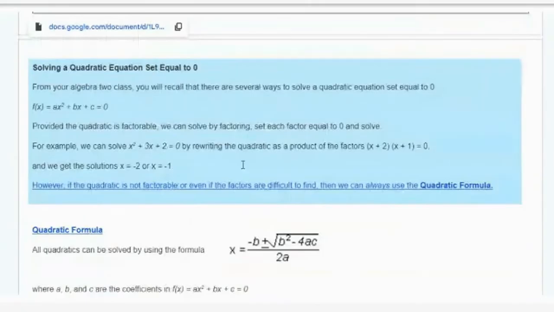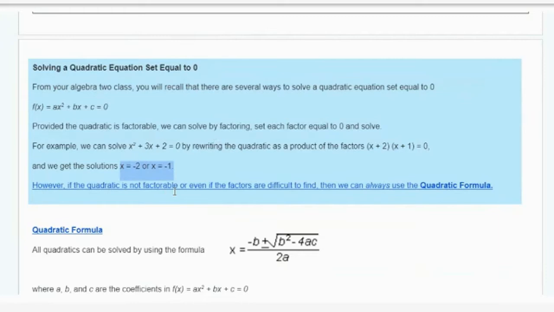All right. You solve a quadratic equation by setting it equal to 0, right? So that'll tell us what the factors are, what the zeros are. x squared plus 3x plus 2 equals 0 would factor to x plus 2, x plus 1 equals 0. So if x plus 2 equals 0, x is negative 2. If x plus 1 equals 0, it's negative 1. So those are called the zeros, the solutions for this function right here.